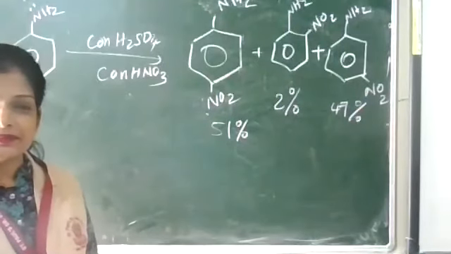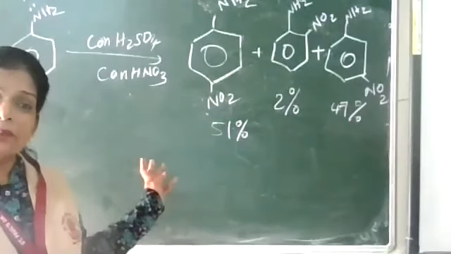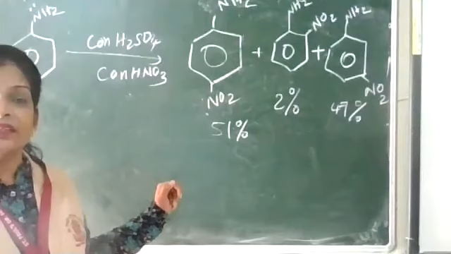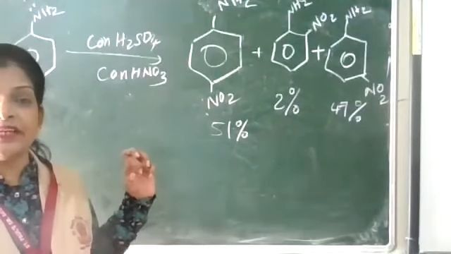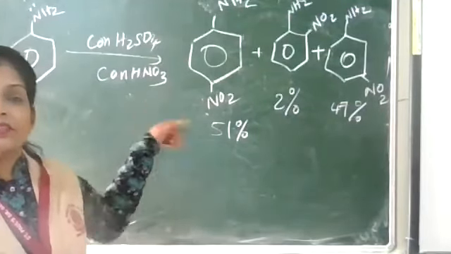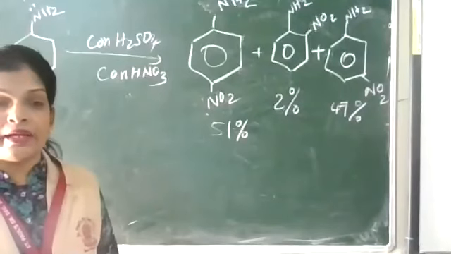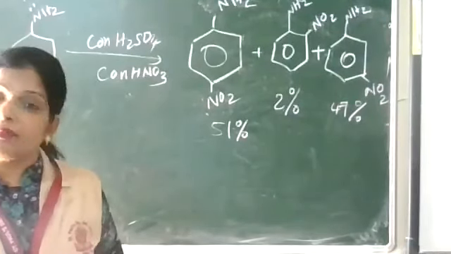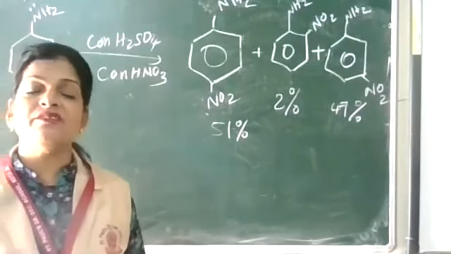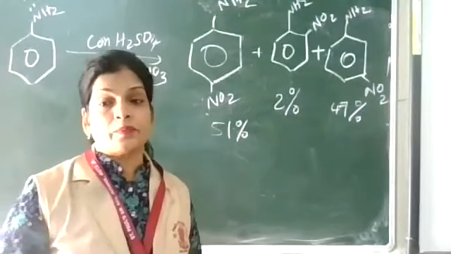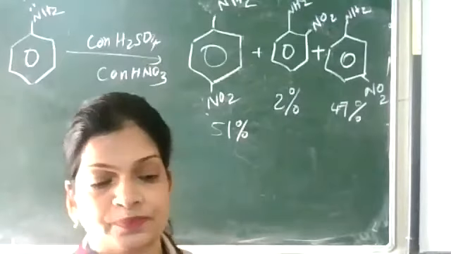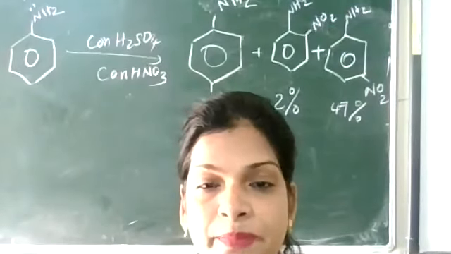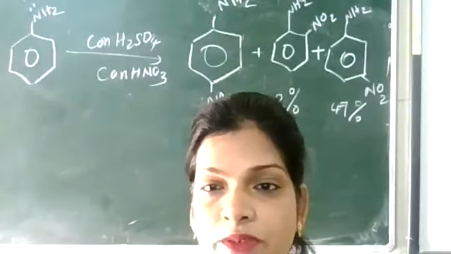Para is there. Aniline. But what happens? One more thing is happening here. In strongly acidic medium, aniline changes to the anilinium ion, which is meta-directing. So you are getting meta product also. A significant amount of meta product is also obtained. 47% of meta is obtained.